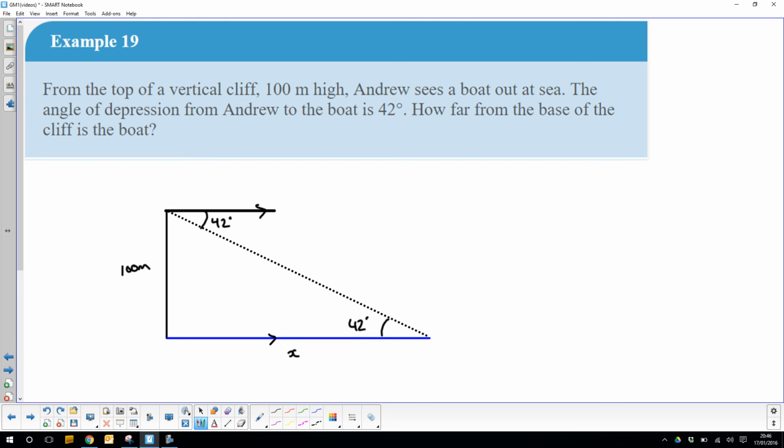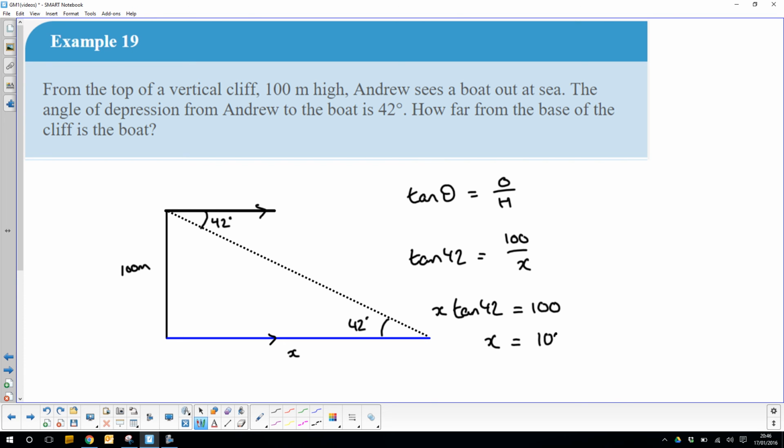So what have we got? We've got opposite and adjacent, so that's tan. So tan theta is O over A. So tan 42 is 100 over X. So X tan 42 equals 100. X equals 100 over tan 42, which we then can work out on our calculator. 100 over tan 42 is 111.1, so it's 111.1 metres.